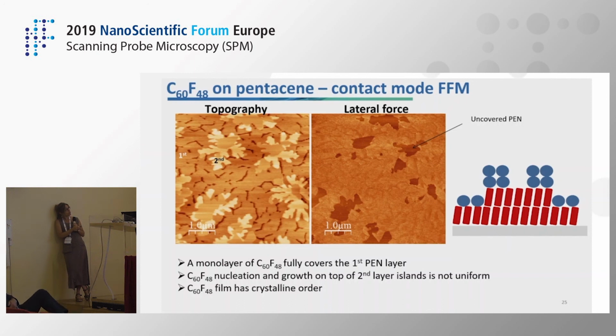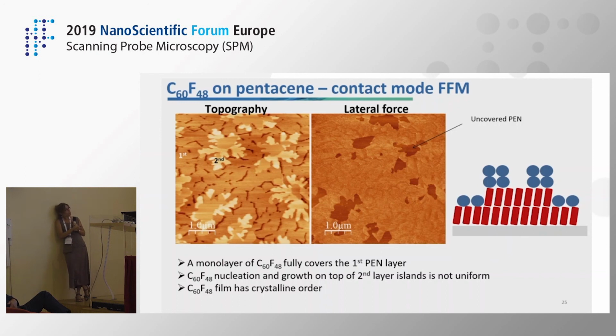You can see in the friction the change in the friction, whereas the nucleation and the growth of the second layer is not uniform. So it's covering this dendritic part of the islands, where the central part of the islands of the pentacene remains uncovered. And by X-ray diffraction, which I don't show here, we know that the fluorinated C60 has a crystalline order on top of the pentacene.